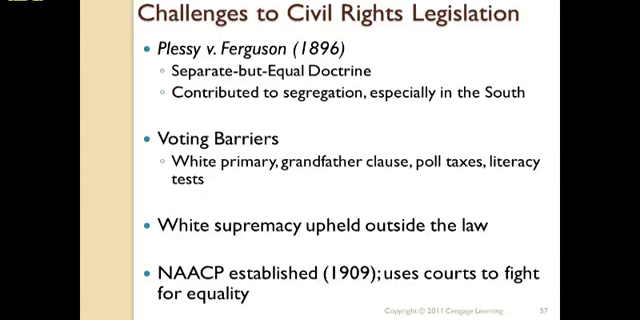The NAACP was established in 1909, and its primary way to fight inequality was using the courts. And it should be noted that the NAACP was founded by both white and black people. This was a multiracial, multi-gender endeavor, and many folks of different backgrounds came together because they all believed in equality for all people. And that's an important item to note. I think that gets lost when we have these discussions about race nowadays, that there were several different races and both genders were involved in fighting this good fight.